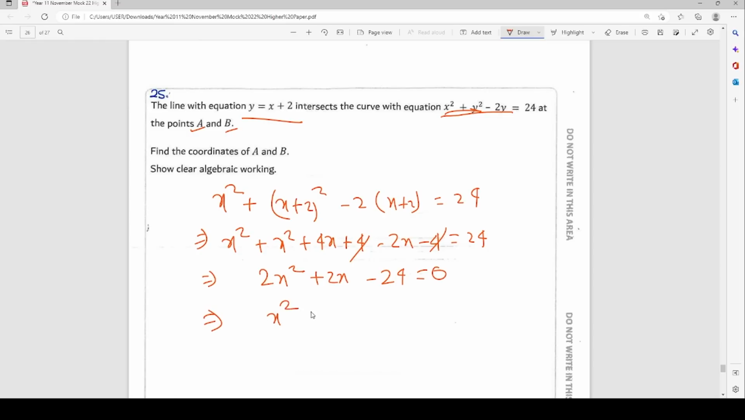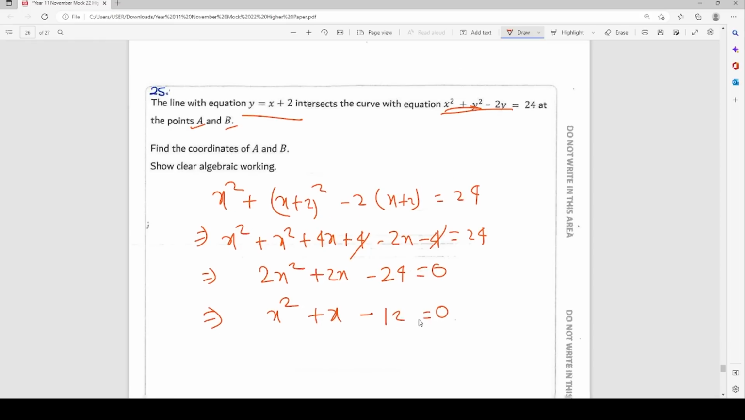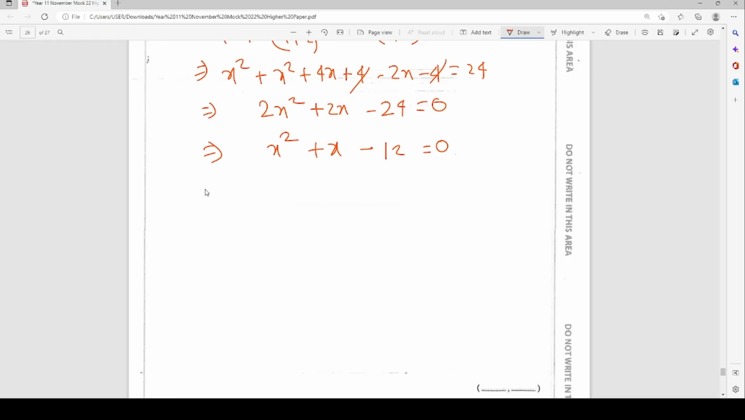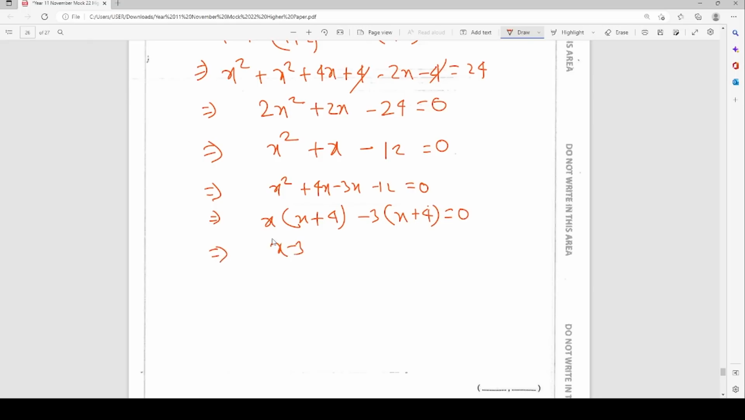I can take 2 common, so x square plus x minus 12 is equal to 0. I can actually use middle term splitting. So x square plus 4x minus 3x minus 12 is equal to 0. Middle term splitting is basically factorizing. So x plus 4 minus 3(x plus 4) again. I will take common (x minus 3) times (x plus 4) is equal to 0. It means x is equal to 3 or x is equal to negative 4.